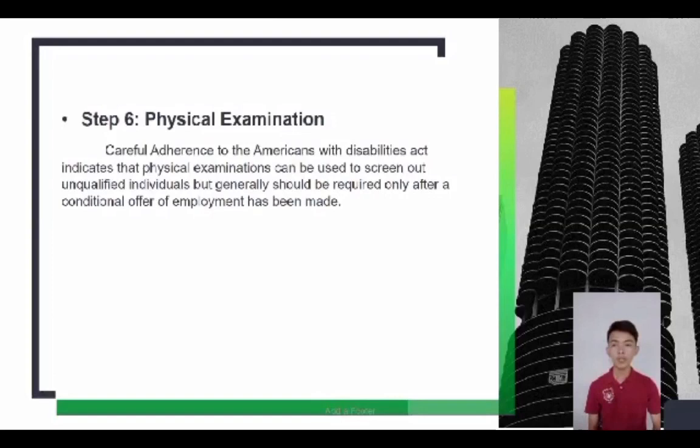Step 6. Physical examination. Careful adherence to the Americans with Disabilities Act indicates that a physical examination can be used to screen out unqualified individuals. Generally, it should be required only after a conditional offer of employment has been made.